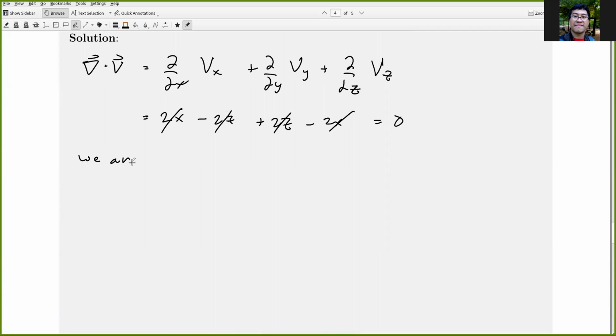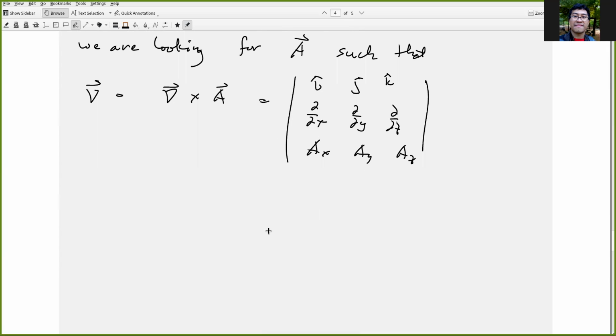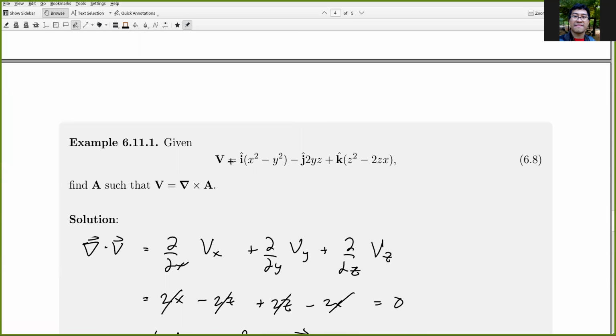So we are looking for A such that V equals del cross A. This del cross A is the determinant of i, j, k, partial with respect to x, partial with respect to y, partial with respect to z, Ax, Ay, Az. And this V, we know that it's this.